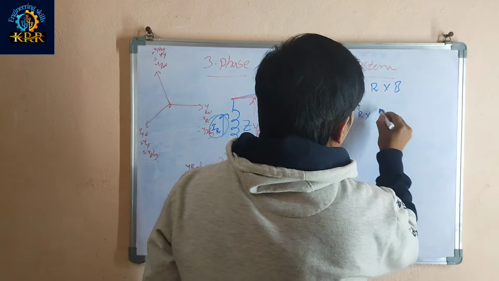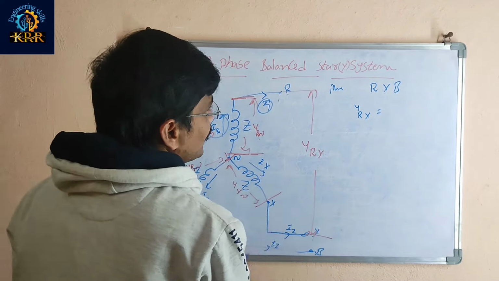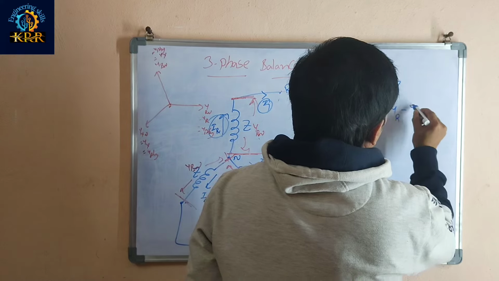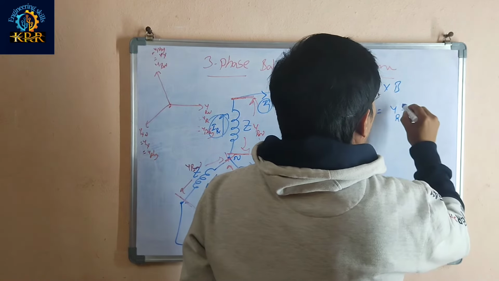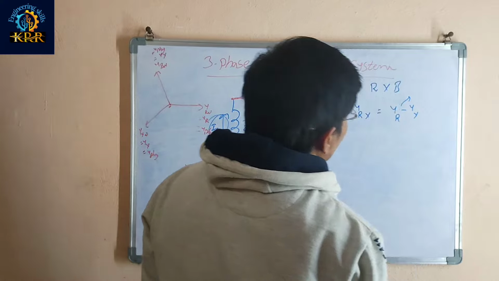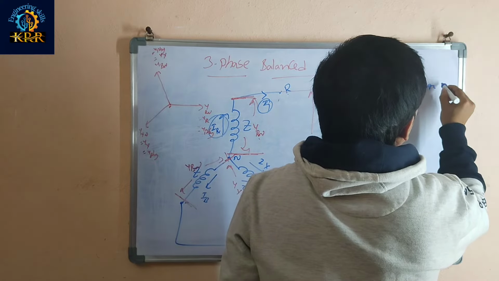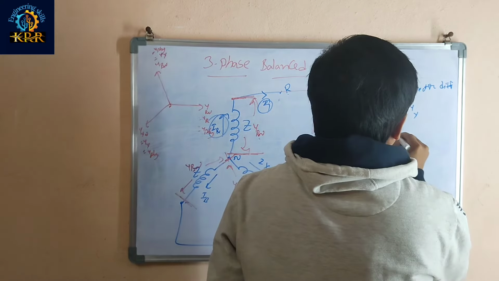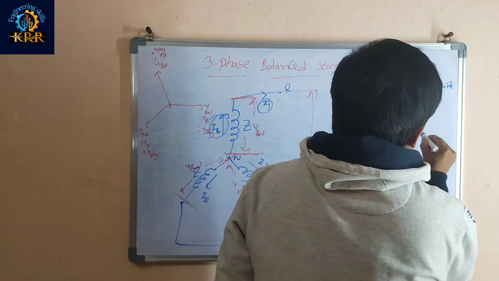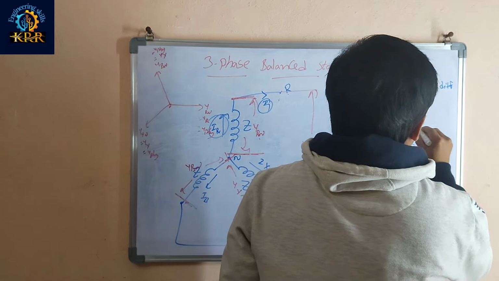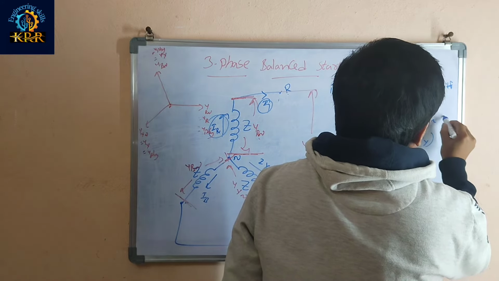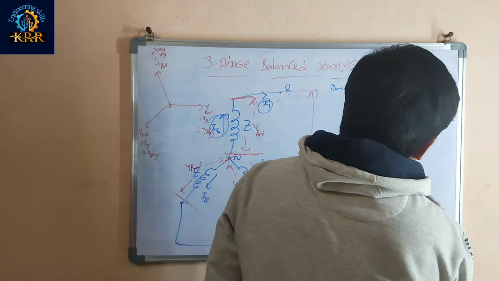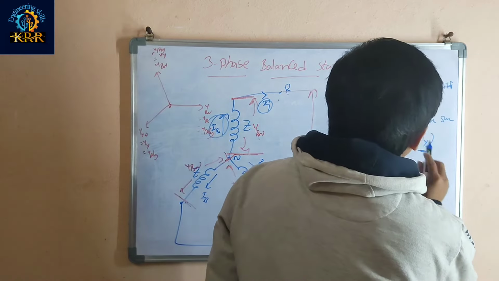Voltage at RY is equal to voltage at R minus voltage at Y. This is the vector difference. But we need the vector sum. Voltage at R is equal to minus of voltage at Y. This is the vector sum. We require it in vector sum. Voltage at R to Y is equal to voltage at R plus minus voltage at Y.